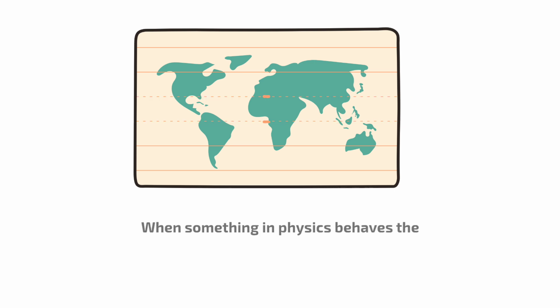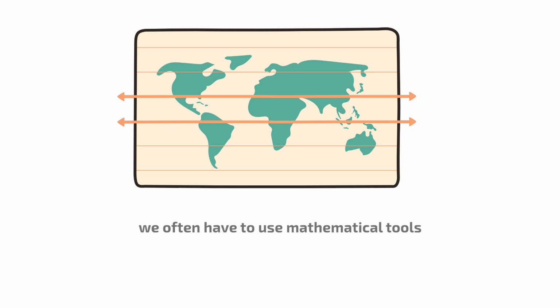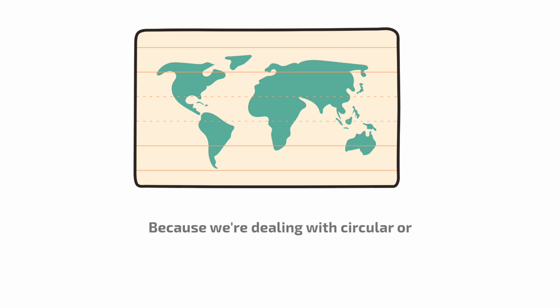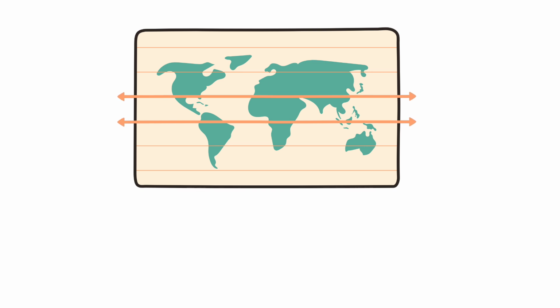When something in physics behaves the same in every direction, we often have to use mathematical tools that naturally include pi, because we are dealing with circular or spherical shapes. Pi is built into the geometry of how space itself works.